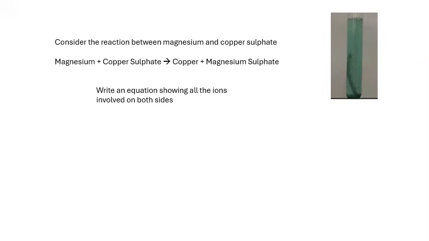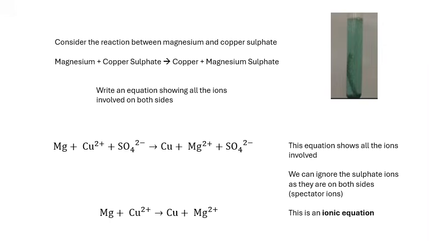So you have a go at this. Pen and paper, pause the video. Consider the reaction between magnesium and copper sulfate. So a word equation: magnesium plus copper sulfate goes to copper plus magnesium sulfate. We know that's a displacement reaction, don't we? So write an equation showing all of the ions involved on both sides. Okay, and there you go.